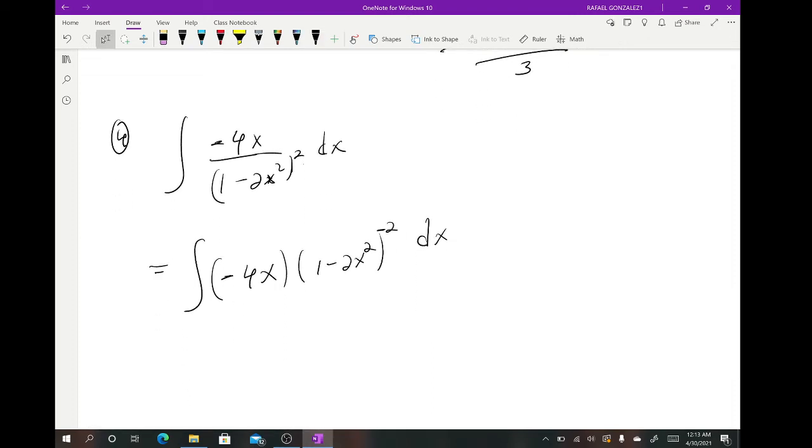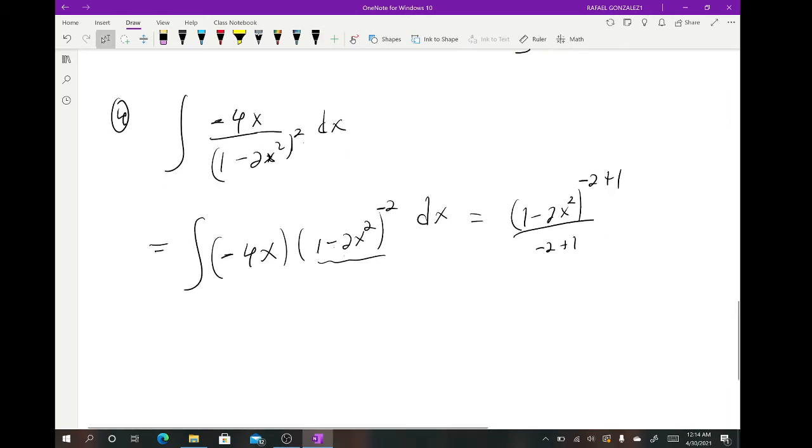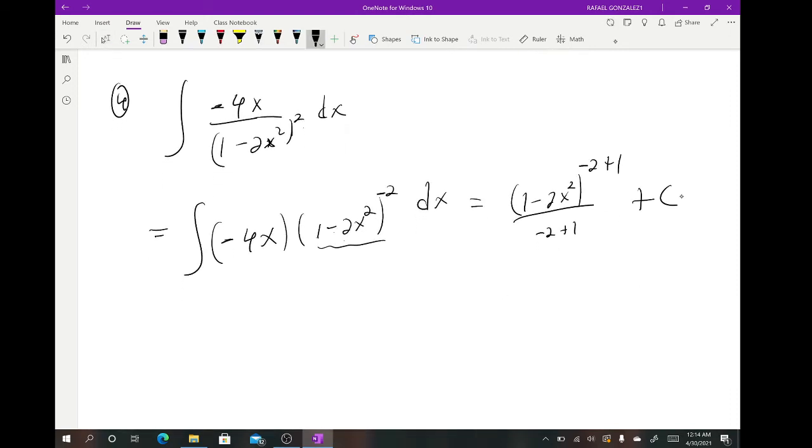Now, here clearly we can see that the derivative of this piece, 1 minus 2x squared, is equal to negative 4x. So our general power rule will apply. So this is going to be equal to (1 minus 2x squared) to the power minus 2 plus 1, divided by minus 2 plus 1, by our general power rule, plus c.